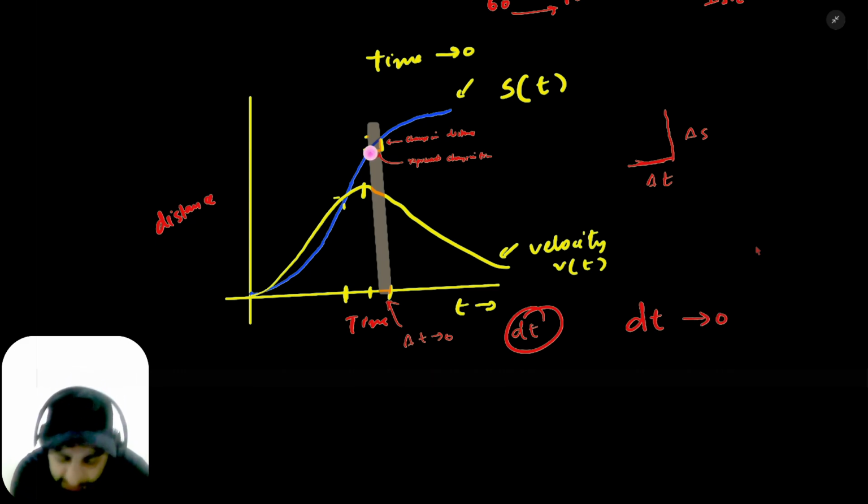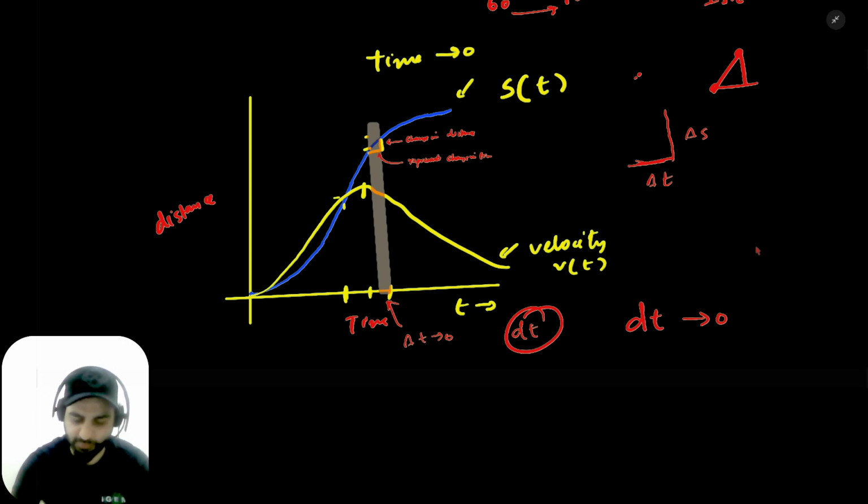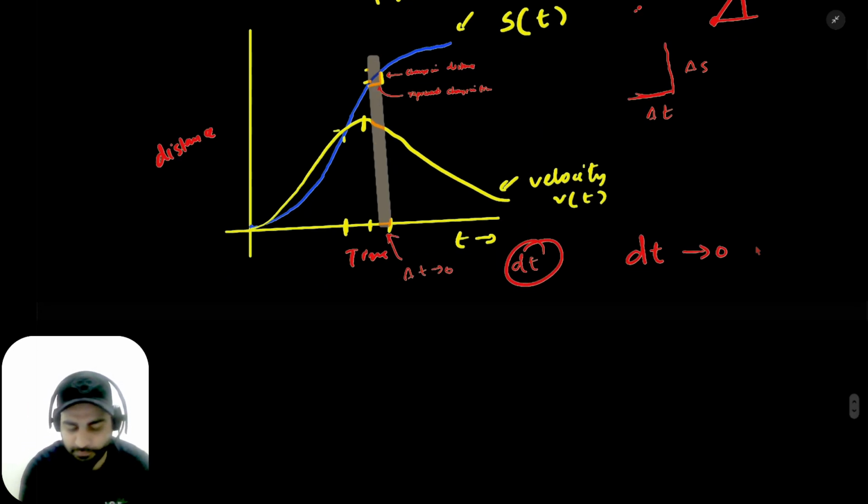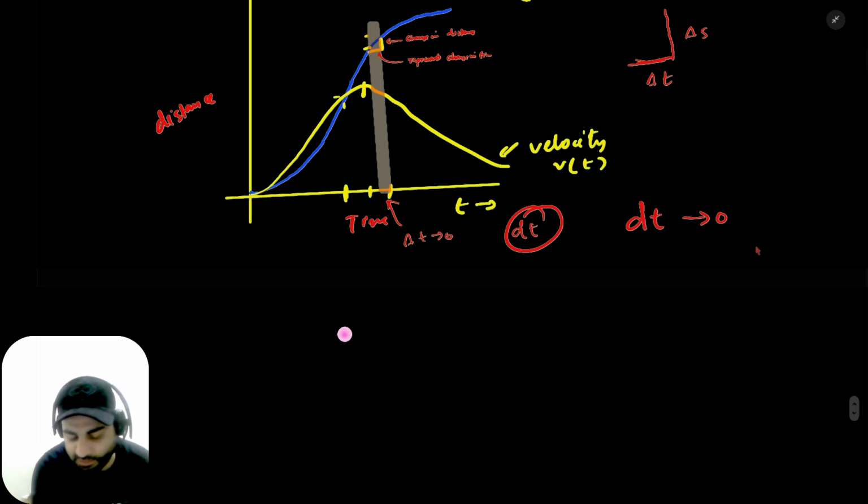Do you agree that this will become a point now? It won't be a triangle like this. Both of these points, this point and this point, will collapse onto each other. Initially this was some sort of a line. The more you come closer, this will become a tangent to this. So this was our change in time, this was our change in distance.